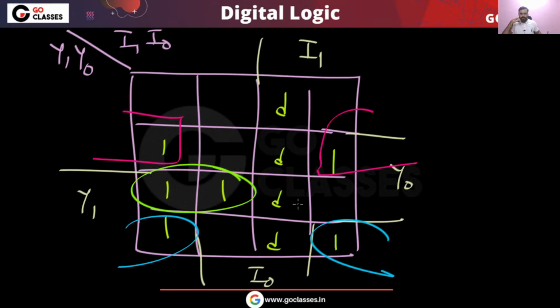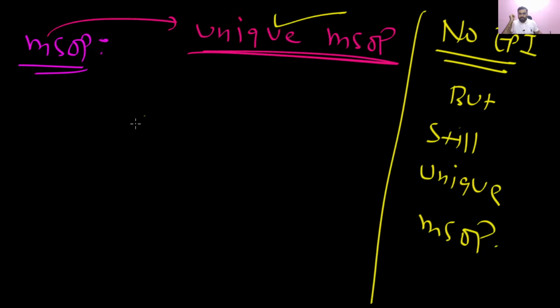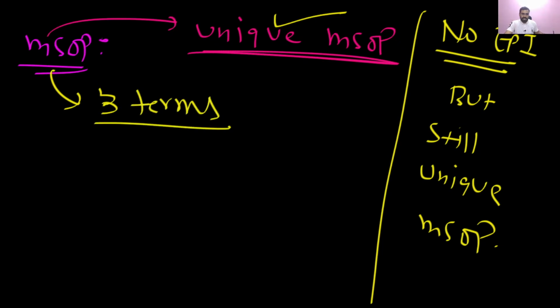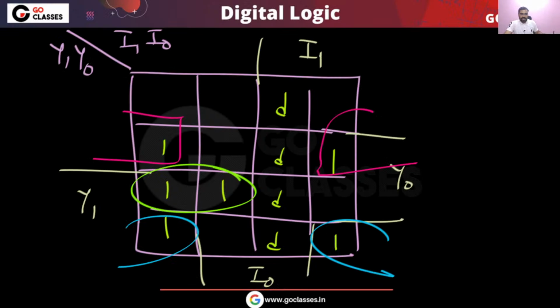You can just check it. Yes or no? Correct or not? The minimum SOP that we will get is unique. Only 3 terms we need. If I do anything else, I will need more terms. So you will get a unique minimum SOP. Is this clear? 3 terms are enough.